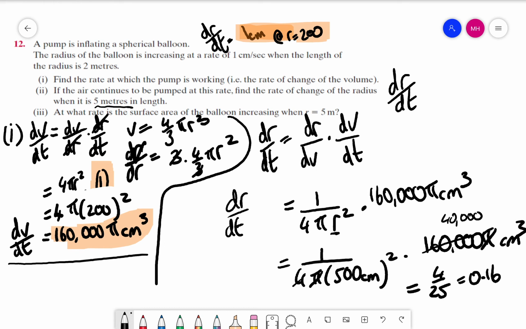What are we finding again? We're finding the rate of change of the radius. So radius is going to be in centimeters. So 0.16 centimeters per second.